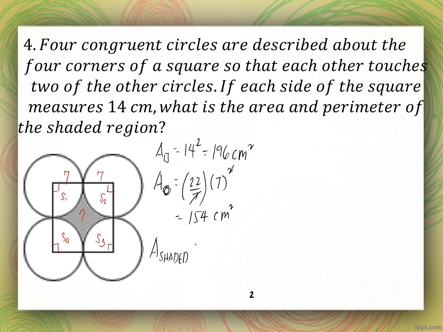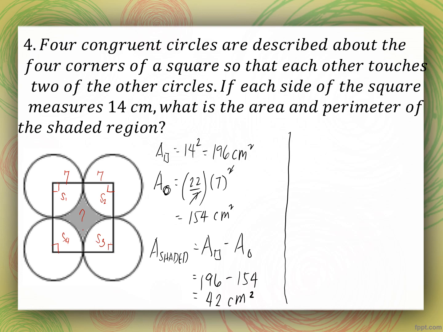So now to solve for the area of our shaded region, that would be equal to the area of the square minus the area of the circle. So that is 196 minus 154, which is 42 square centimeters. So now we got the area of the shaded region. So let us solve for the perimeter of the shaded region.